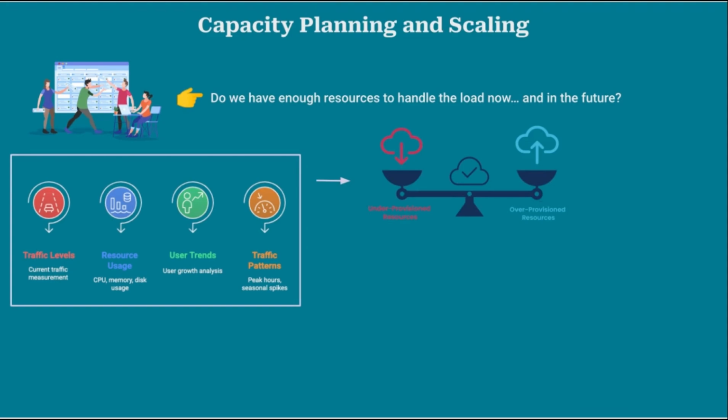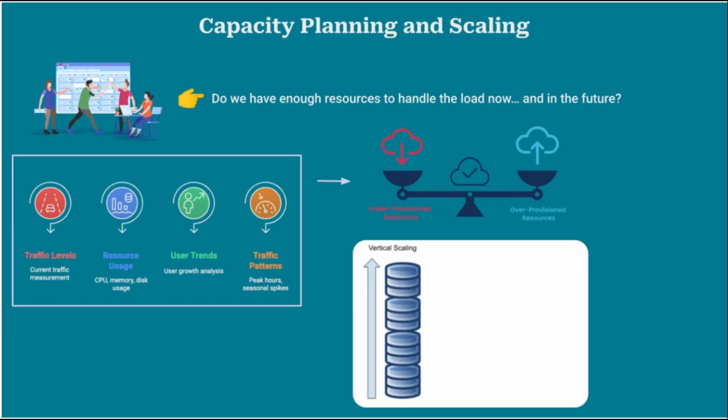Once you know what you need, it's time to scale. There are 2 main ways to do this. 1. Vertical scaling, also called scaling up. This means adding more power to a single machine, like upgrading the CPU or memory of your server. It's simple, but there's a limit: you can't scale one server forever.